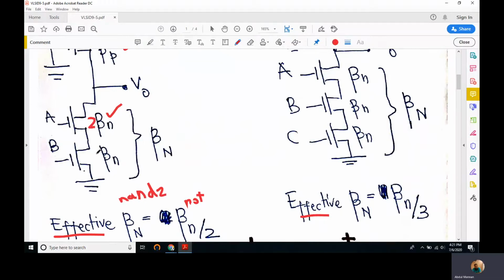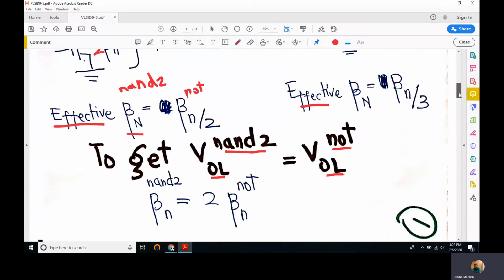So if we double the beta, the resistance will be decreased to half for each transistor, and R by 2 plus R by 2 would be R. So what we should do is double the beta that we used in case of a NOT if we want to have the same VOL for NAND 2 that we had in case of a NOT.